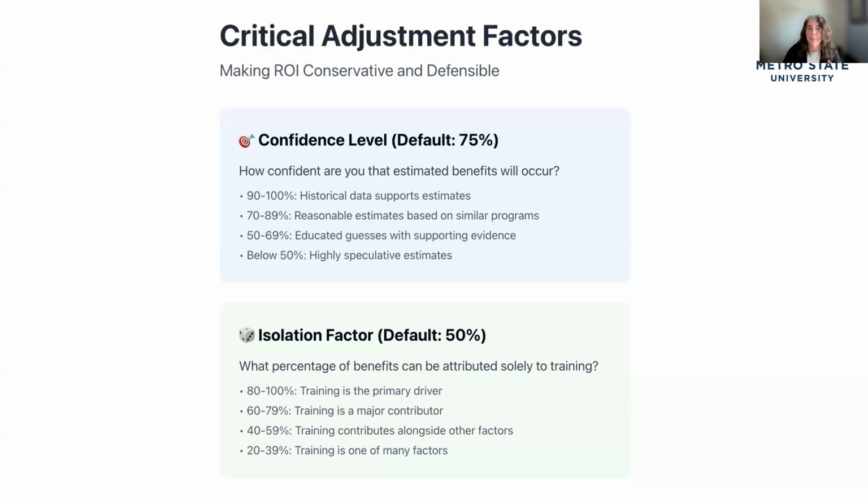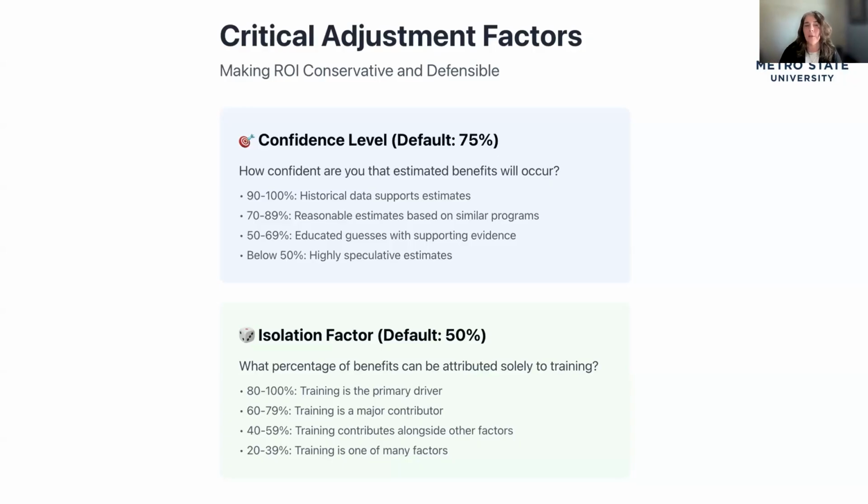You can adjust these numbers, but you want to have a confidence level of 90 to 100% if you actually have historical data about those estimates. And if you don't have actual data, but you have reasonable estimates based on similar programs, your confidence level may be in that 70 to 89%. Now, an educated guess with supporting evidence, which I think is where a lot of people fall, is that 50 to 69%. And below 50% means highly speculative. Now, what do I mean by this percent?